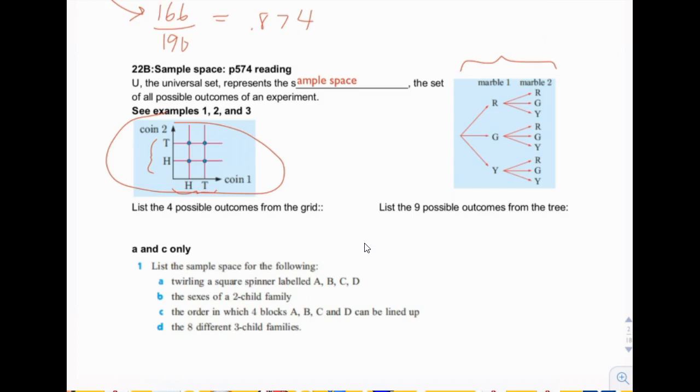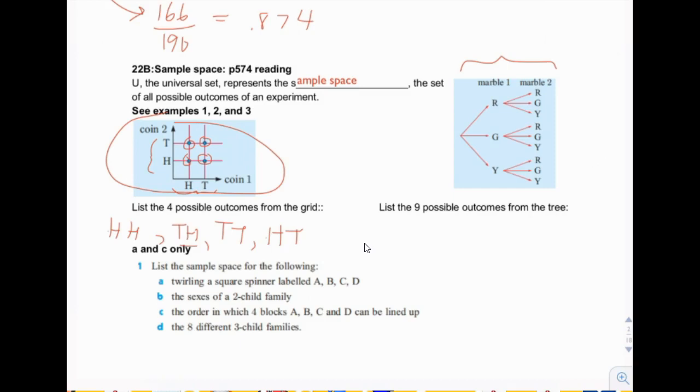Okay, list the 4 possible outcomes from the grid. Well, we got heads, heads. This is obviously a coin flip, right? We got tails, heads. We got tails, tails. Oh, I'm sorry, look at that. I'm doing coin 2 first instead of coin 1. Actually, heads, heads, and then this would actually be heads, tails. I'll write that down here. And then this would be tails, heads. Oh, we already wrote down tails, heads there. Okay. And last of all, we have tails, tails. Oh, we already wrote down tails, tails. Okay. So we have 4.